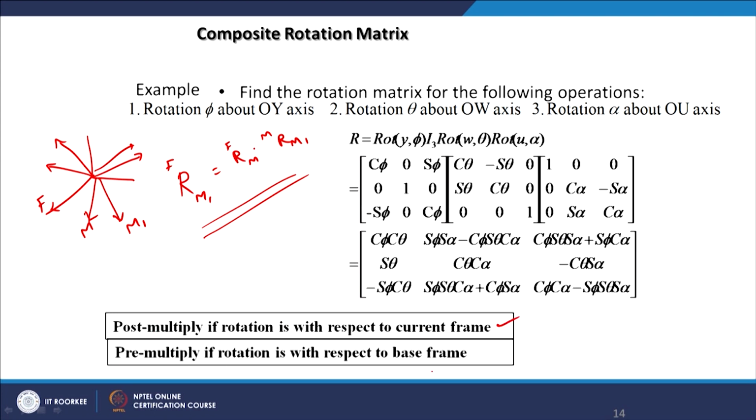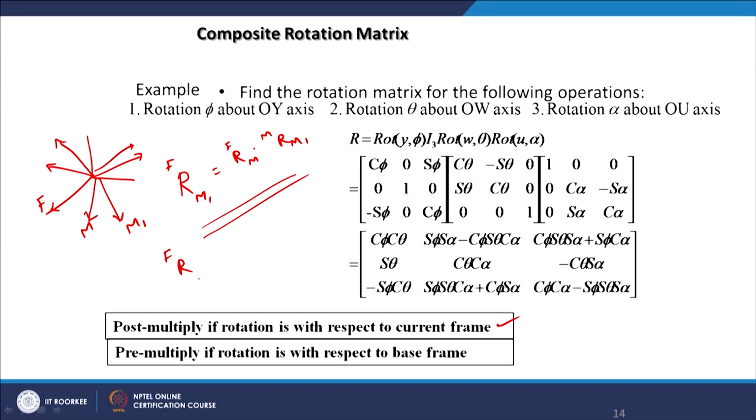But if we make rotation with respect to the base frame every time and obtain a new frame, then, for example, if we make some rotation with respect to the F frame and obtain the M frame, and then make another rotation with respect to the base frame and obtain a new frame M1, the relation between the M1 frame and the F frame is obtained by pre-multiplying the operations successively.